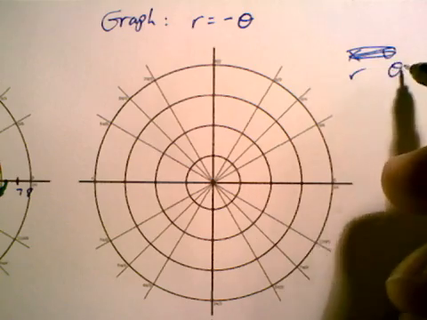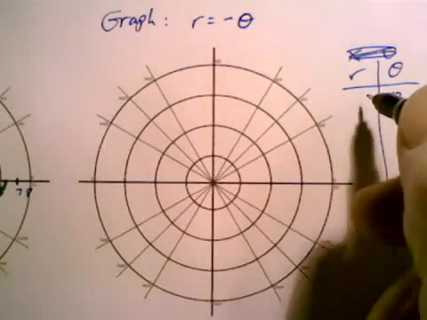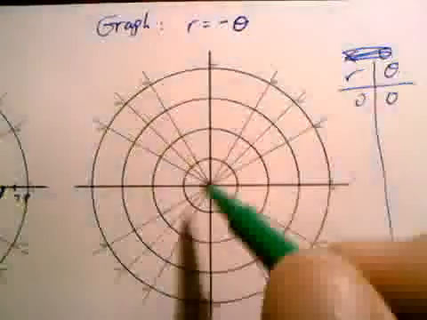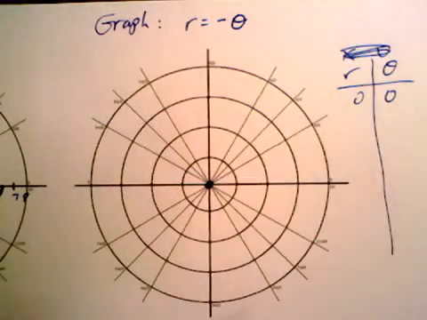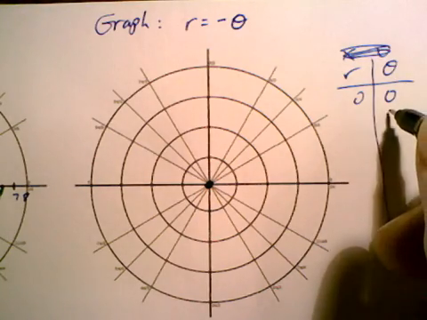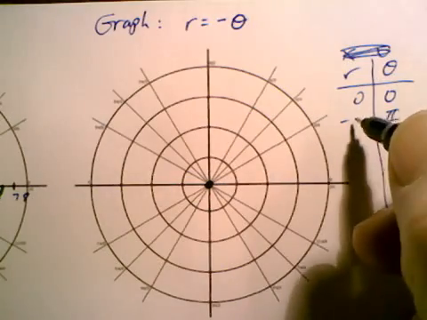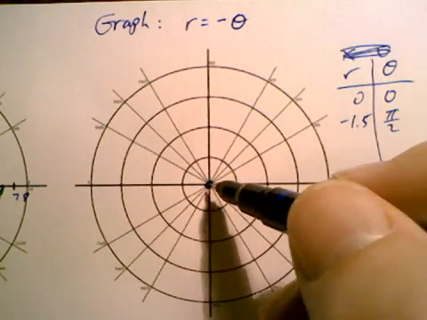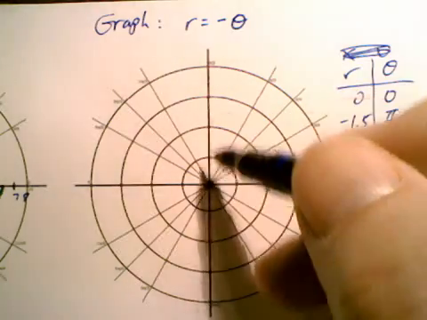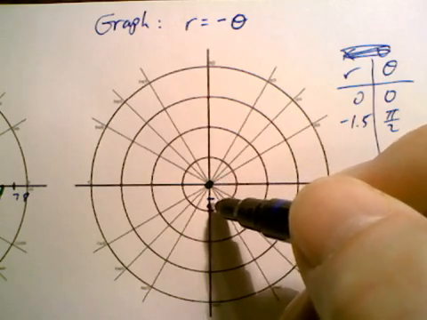So we have r and theta. When theta is 0, r is 0. So again, we get that point right there at 0, 0. Okay, if theta is pi over 2, then r is negative pi over 2, so negative 1.5. So instead of going towards pi over 2, we go away from pi over 2, negative 1.5.